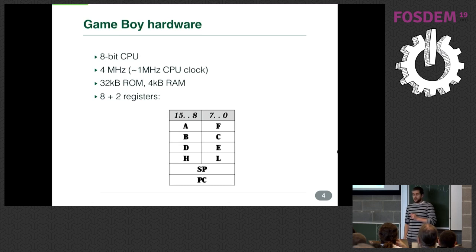So there are 8 registers, A to F. Some of them you can combine and use in a 16-bit way, but they're actually all 8 bits, except the program counter and the stack pointer.